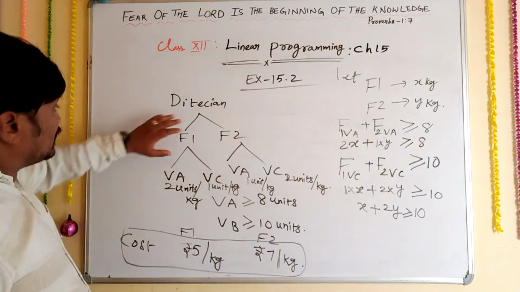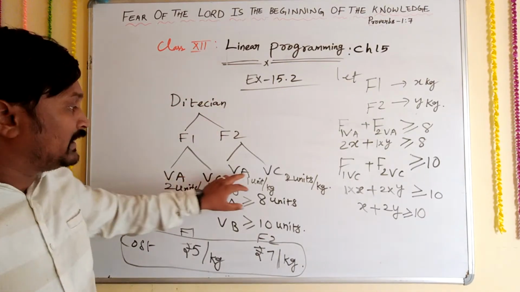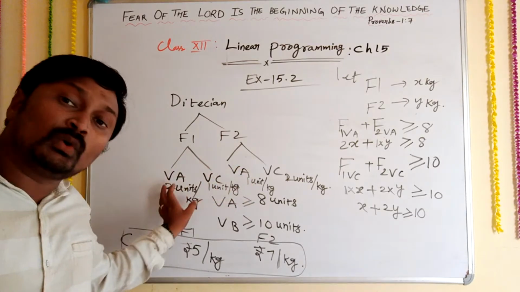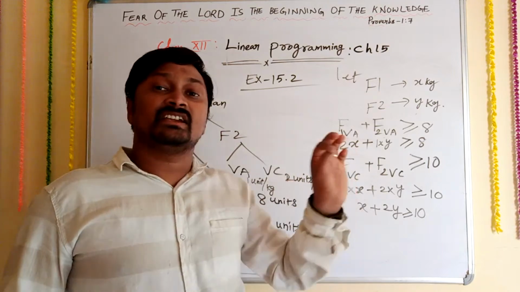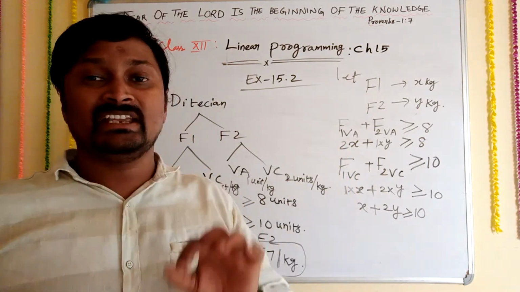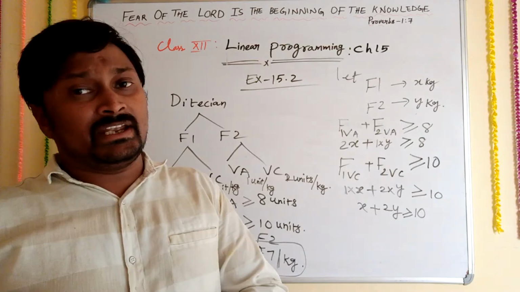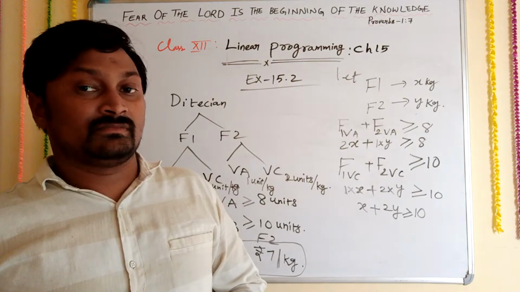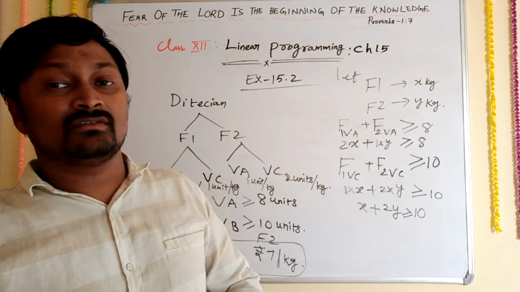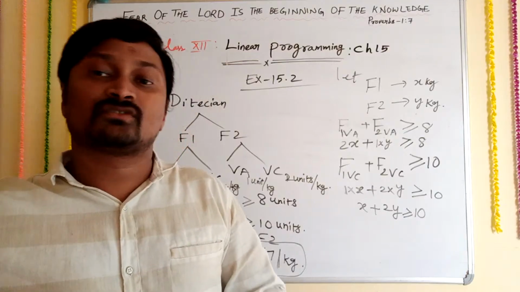After that, we are using vitamin A from both foods, but together, how much vitamin A do we need? At least 8 units. What is the meaning of at least 8 units? It should be equal to 8 units, meaning we cannot use below 8 units. It should be a minimum of 8 units. If you use more than that, it's okay.